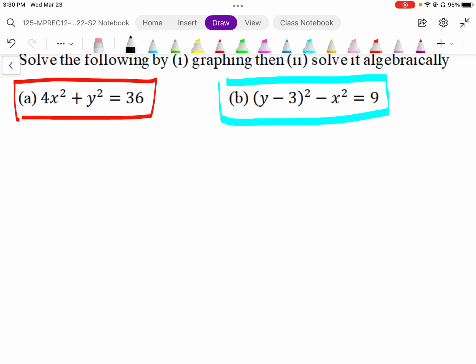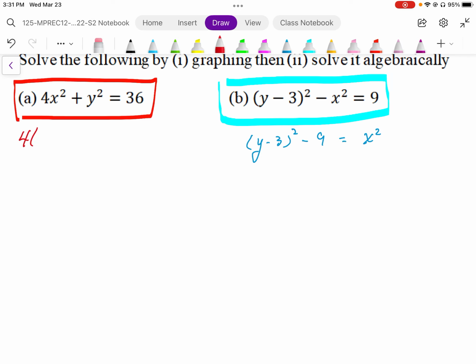So in this case, it looks like we can easily isolate the x squared in the blue equation, and then we're going to replace that in the red equation. So that's going to be the easiest way to do this problem. So we have (y minus 3) squared minus 9, and that's going to be equal to x squared. Once we've done that, we can then replace the x squared in equation A.